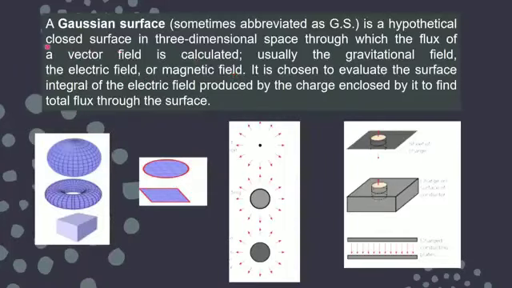Again, to make it clear, the Gaussian surface I have written is a hypothetical closed surface in 3-dimensional space, through which the flux of a vector field is calculated. That vector field can be the electric field, magnetic field, or even the gravitational field. So for all these three fields we can use the Gaussian surface, which is a 3-dimensional hypothetical surface. It can be a sphere, it can be a cube, it can be a cylinder. So you have to see any 3-dimensional structure, but in the diagrams when we show the sphere in 2 dimensions, we simply draw it like this.